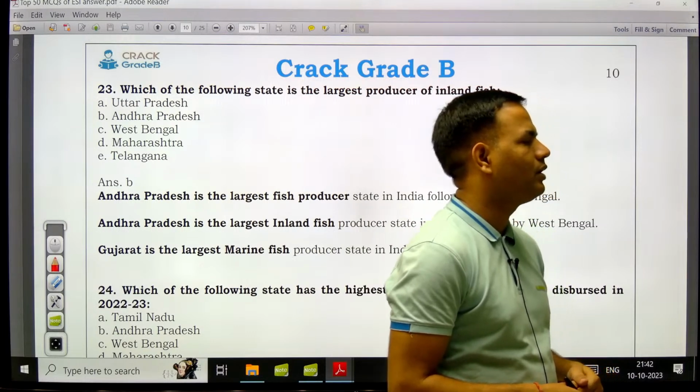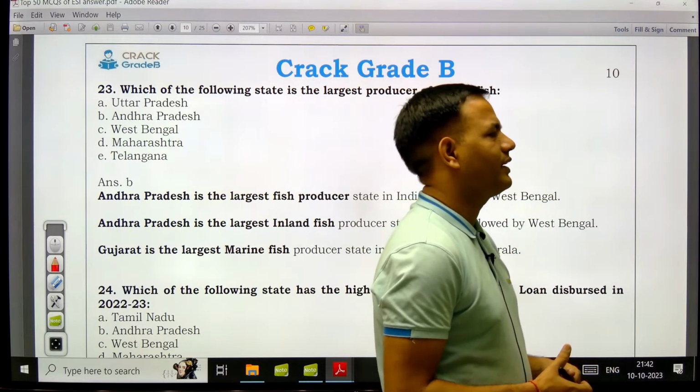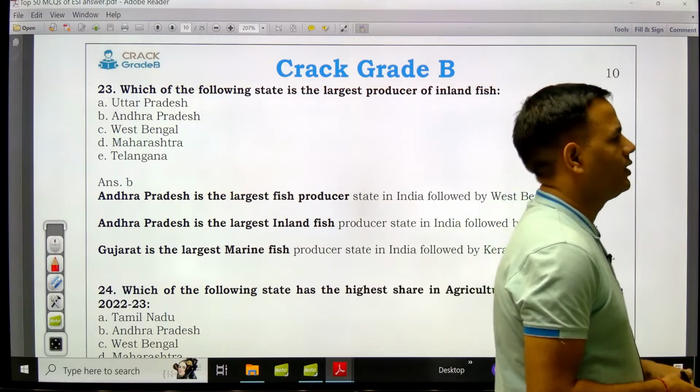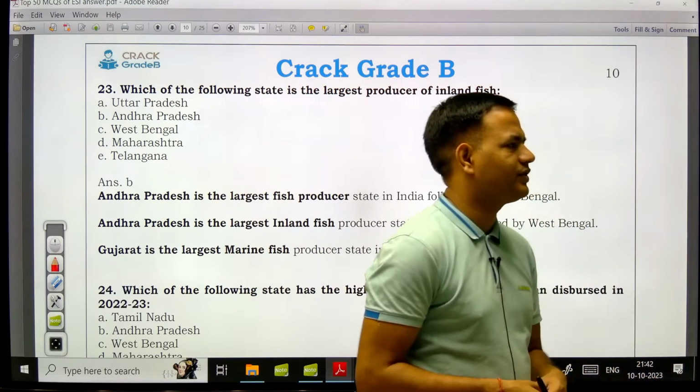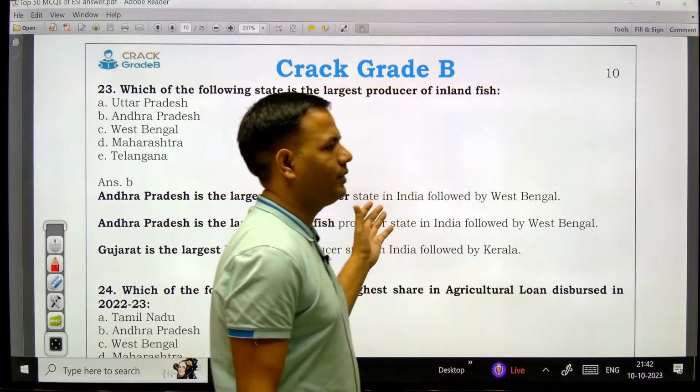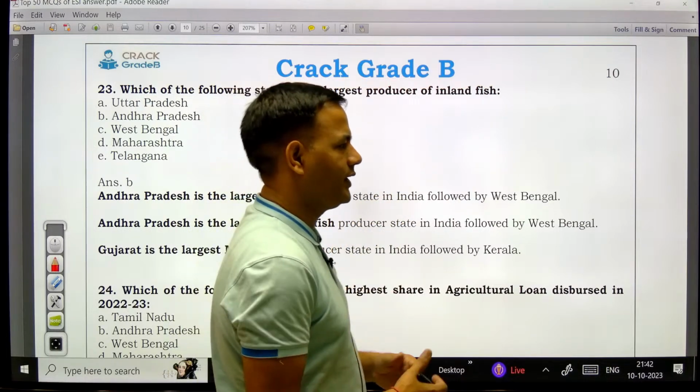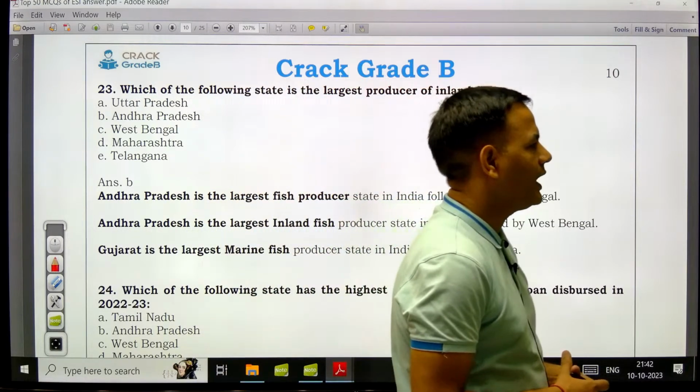Andhra Pradesh is not the right answer for the total fruits question. I have prepared this data very carefully, so there is very little chance of any error.